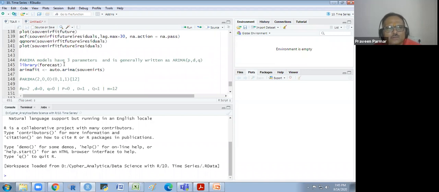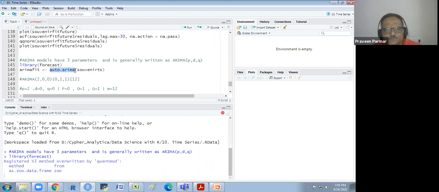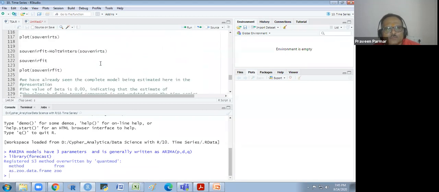So I use the library forecast, and there is auto.arima. We have a method function, and here I am writing the Sovereign TS, the time series. So first I have to import this.